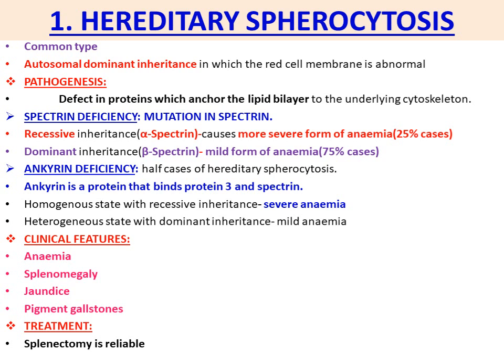Clinical features of hereditary spherocytosis: anemia, splenomegaly, jaundice, and pigment gallstones. These are the clinical features observed in the patients. Treatment for hereditary spherocytosis: splenectomy is the only reliable treatment.